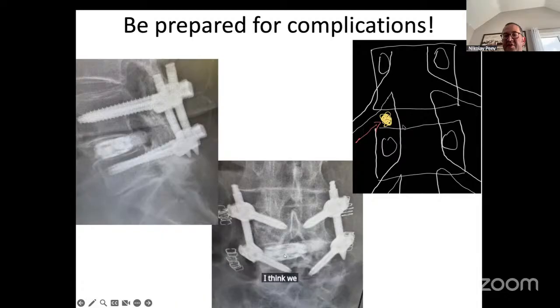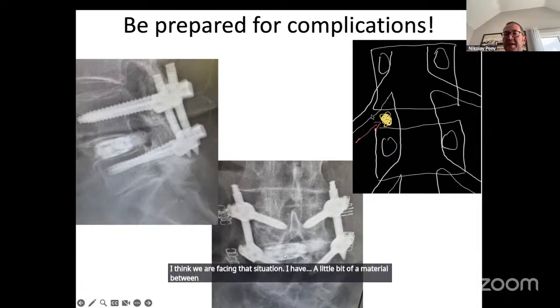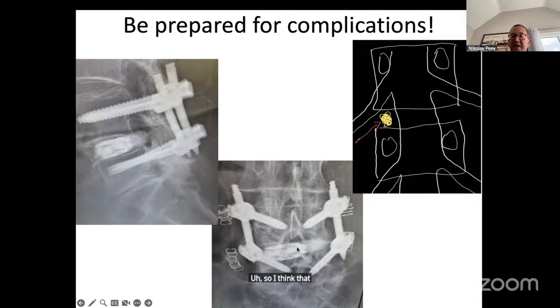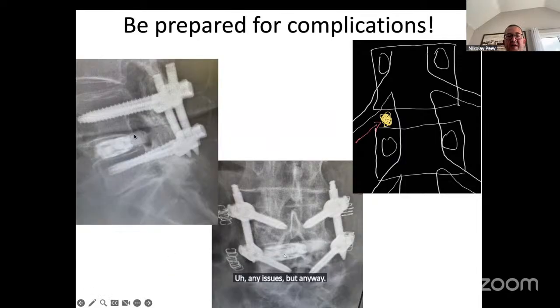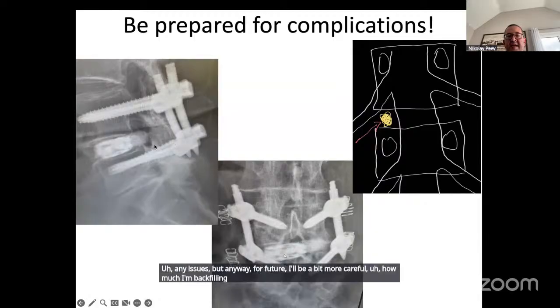I think we are facing that situation. I have a little bit of material near the exiting nerve root. So I think that's why the patient is completely asymptomatic and she is not having any issues. But anyway, for the future, I'll be a bit more careful how much I'm backfilling, because next time I might not get away with it.